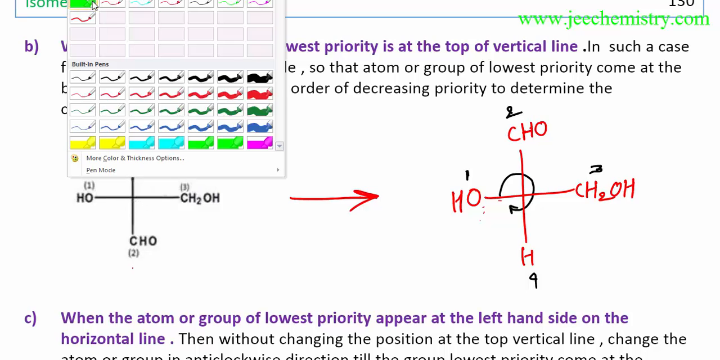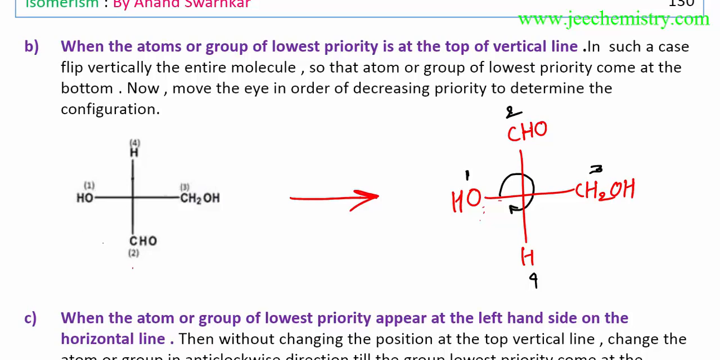Then we have to number the compound: 1, 2, and then this will be number 4, 3. Now, 4 is not in the lowest position. It is not necessary to convert this compound to get the RS nomenclature. So 1, 2, 3 will follow this order.